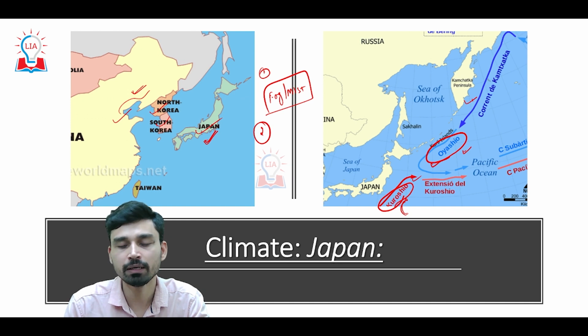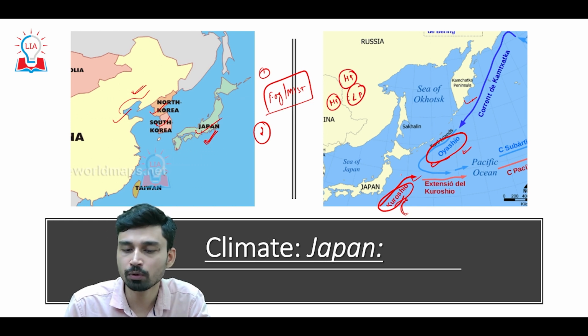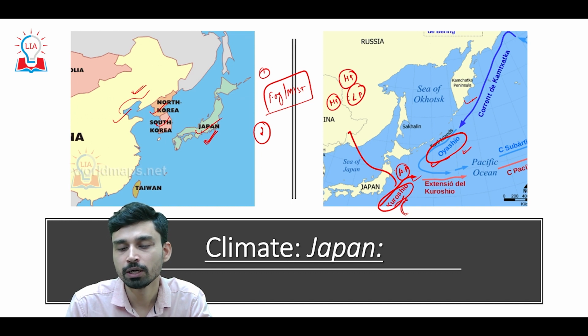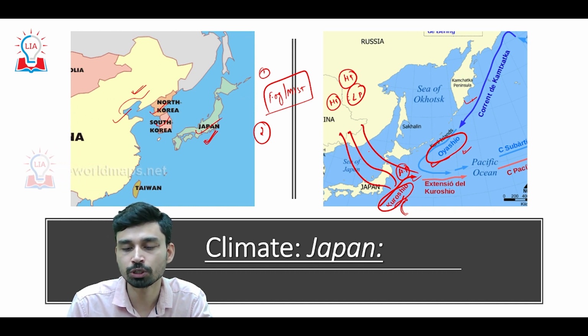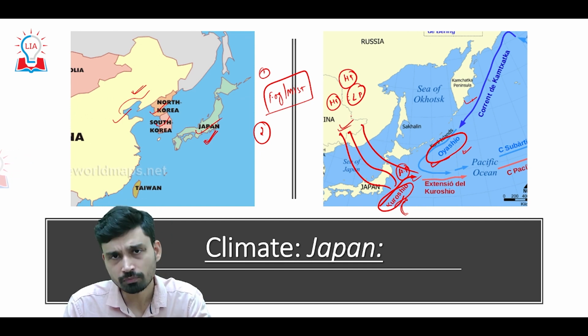Second point, what will happen if we talk about the summer season? In summer season, the land will heat up at a faster rate. So here we will have high temperature, that means low pressure. On the other hand, the ocean will heat up at a slower rate, so here we will have relatively high pressure due to low temperature. Thus during the summers, wind moves like this from the Sea of Japan and the Pacific Ocean, crossing over Japan and then reaching all the way up to China.